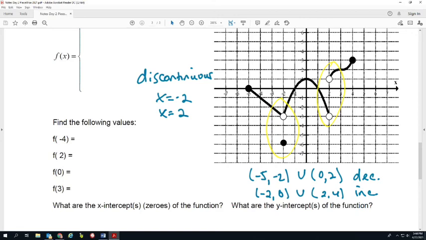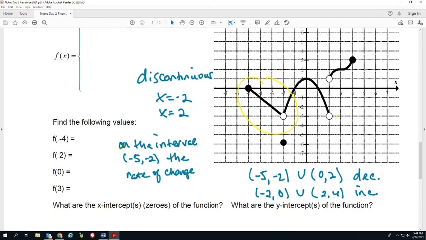All right, and then it asks, what is the rate of change? So let me erase this. All right, it's asking what is the rate of change from negative 5 to negative 2. Well, that's this interval right here. So basically when it asks you what's the rate of change, it's asking you what's the slope. So the slope of this line is a negative 1. So on the interval negative 5 to negative 2, the rate of change is negative 1 because that's our slope.